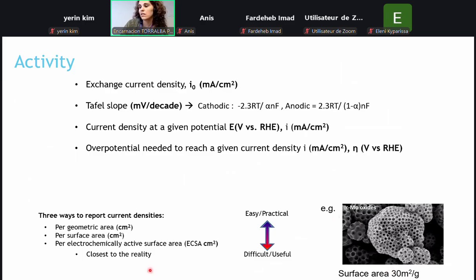So this is okay, geometrical area, when you have flat things. When you want to be more precise, surface area. But if you really want to be super precise, it's better to use the electrochemically active surface, because not all of the surface is active. There are always some points that are less active. And this we calculate by applying electrochemical techniques, but sometimes it's not easy. Okay, so this was just out of curiosity.